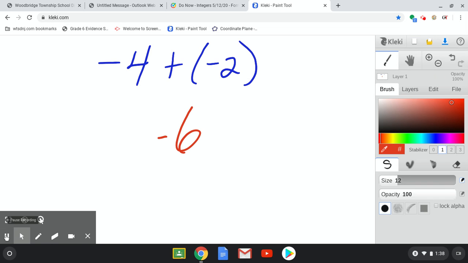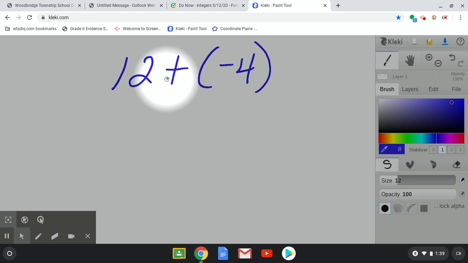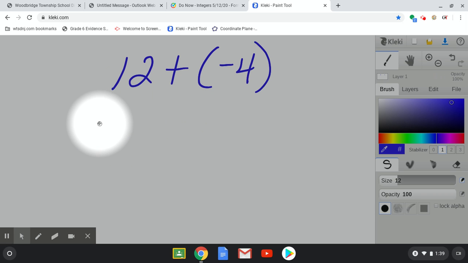Okay, let's try another one. Okay, so here I have 12 plus a -4. First thing I'm looking at is what type of problem it is. So this is an addition problem. So now my rules for addition, if my signs are the same, we're going to add and keep the sign. Well, here I have a positive and here I have a negative. So my signs are not the same. So the other part of the rule is if my signs are different, I'm going to subtract and take the sign of the bigger number.